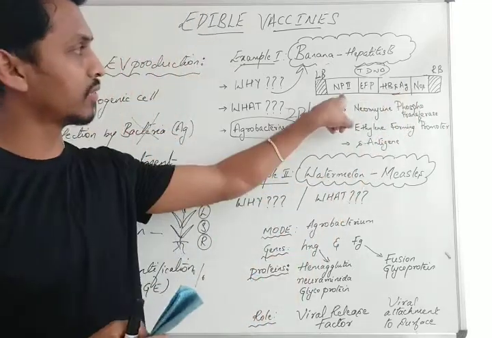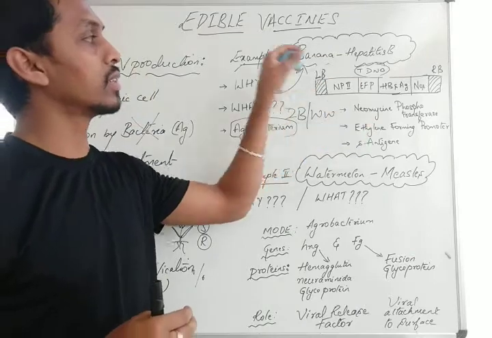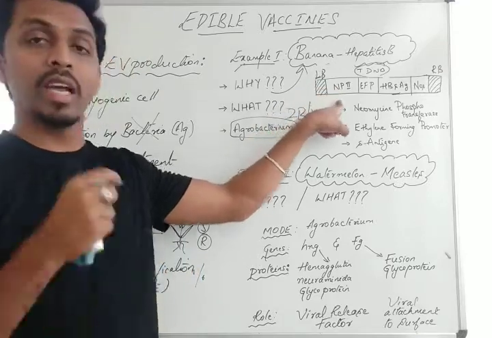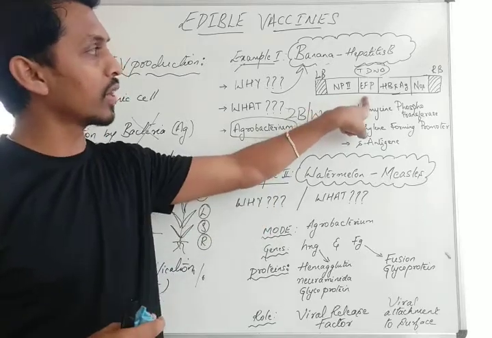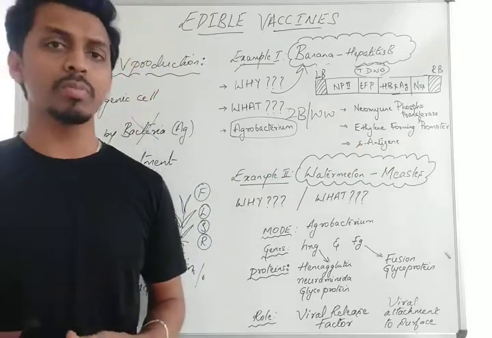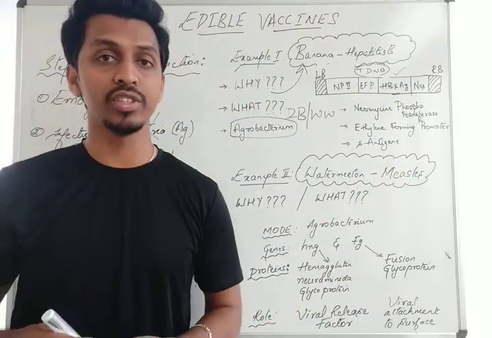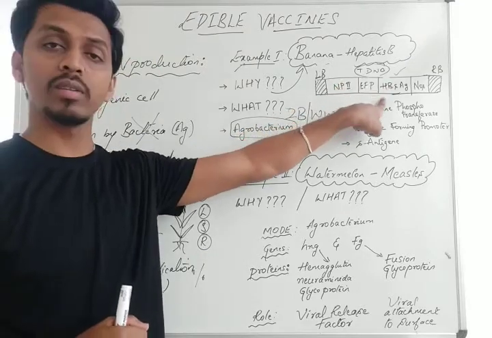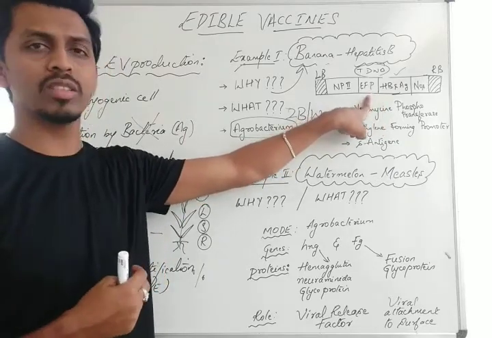Now what exactly are these things? The first one is neomycin phosphotransferase. Neomycin phosphotransferase is a chief segment which helps in the selection process of the gene, and it also helps in distinguishing between transformed and non-transformed cells. Next is EFP, the ethylene forming promoter. EFP is a strong promoter which can drive the next segment, the hepatitis B surface antigen gene, and help transcribe this segment very fast.